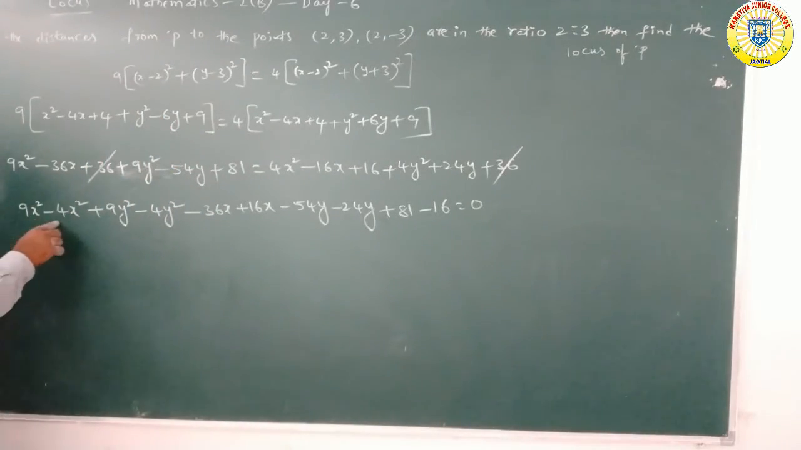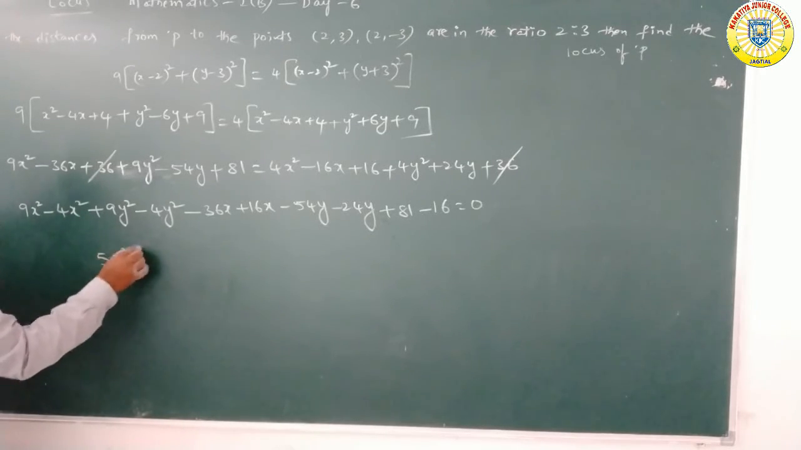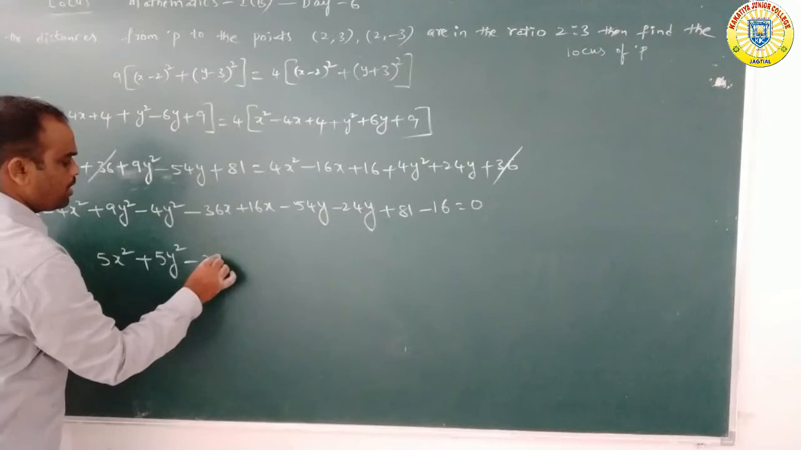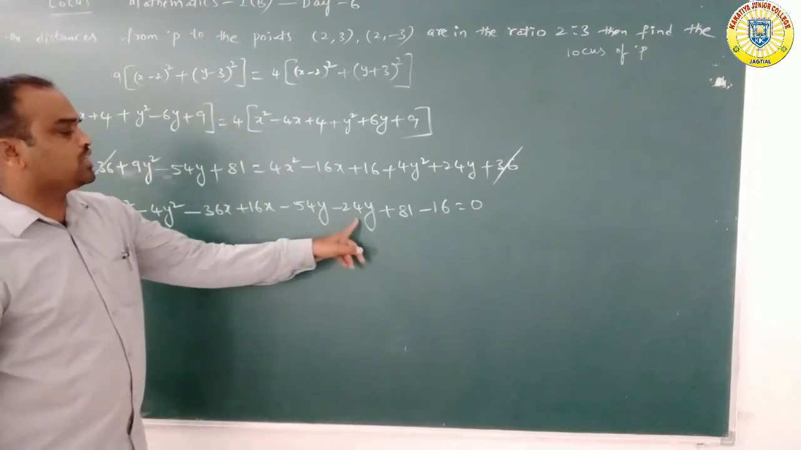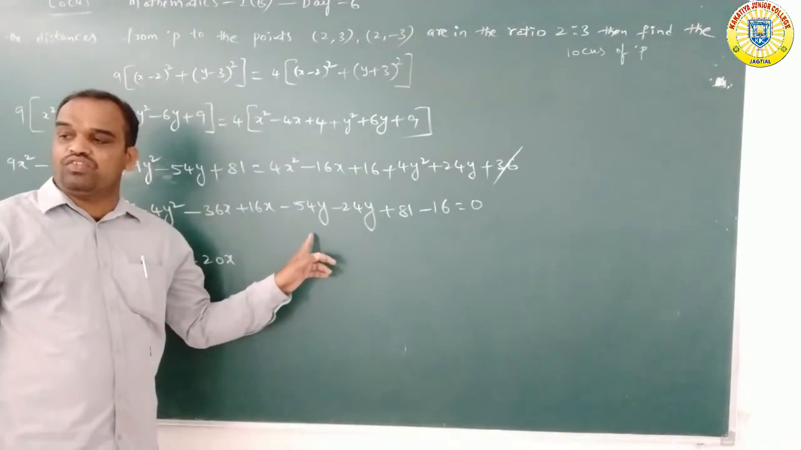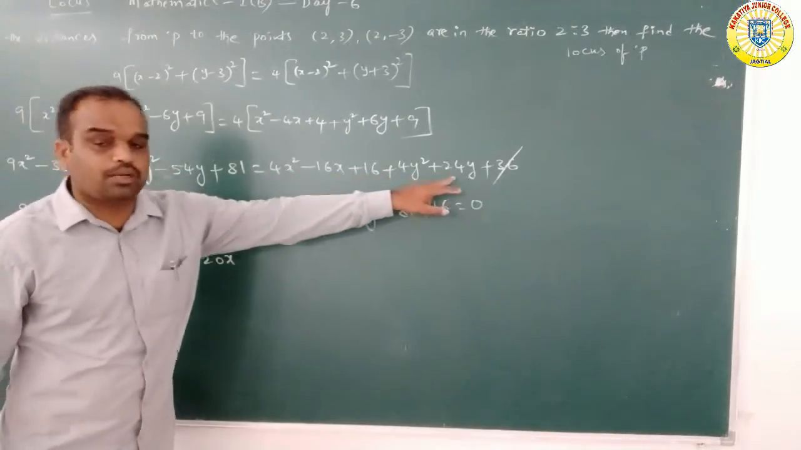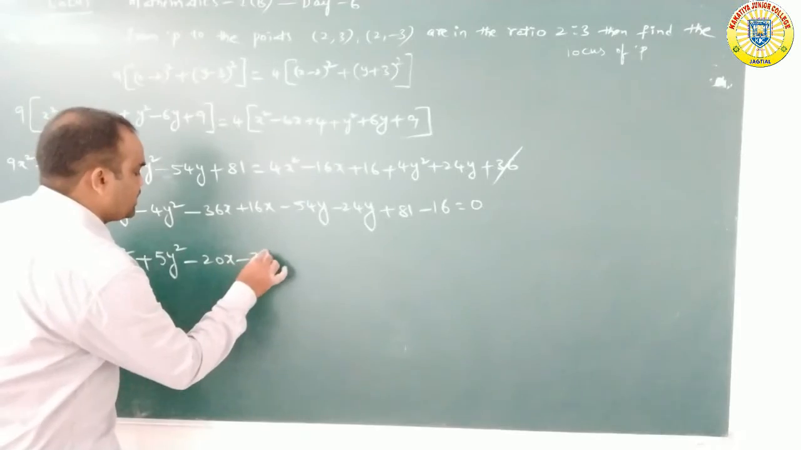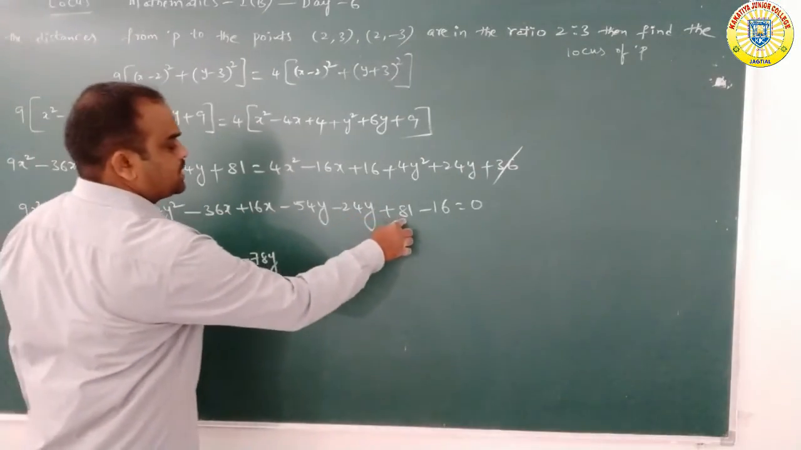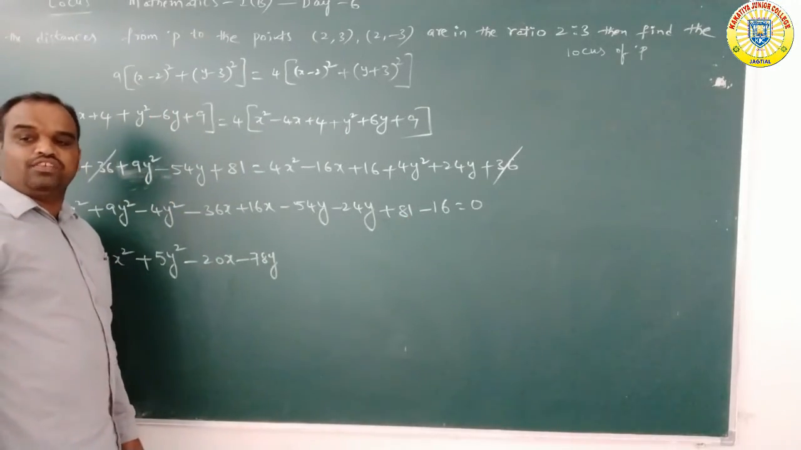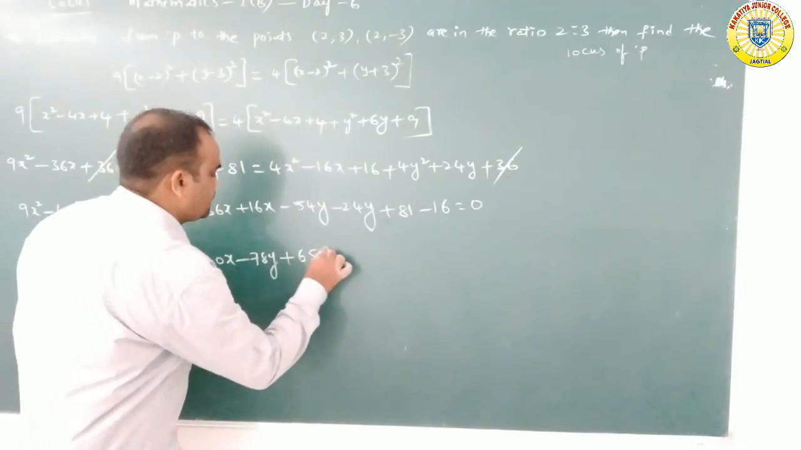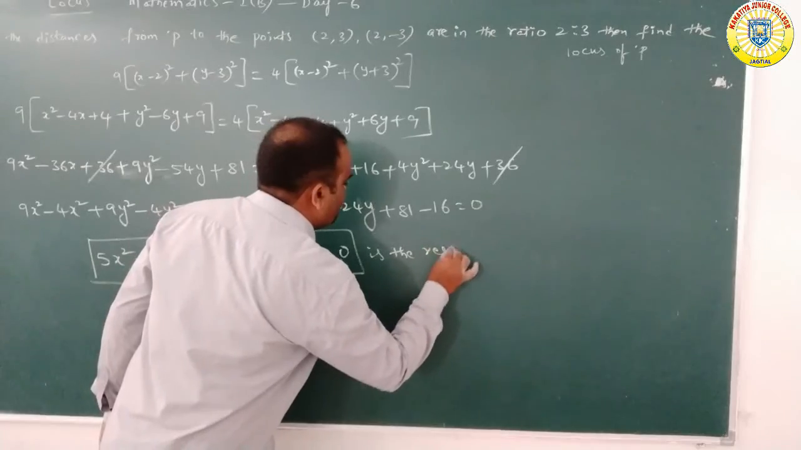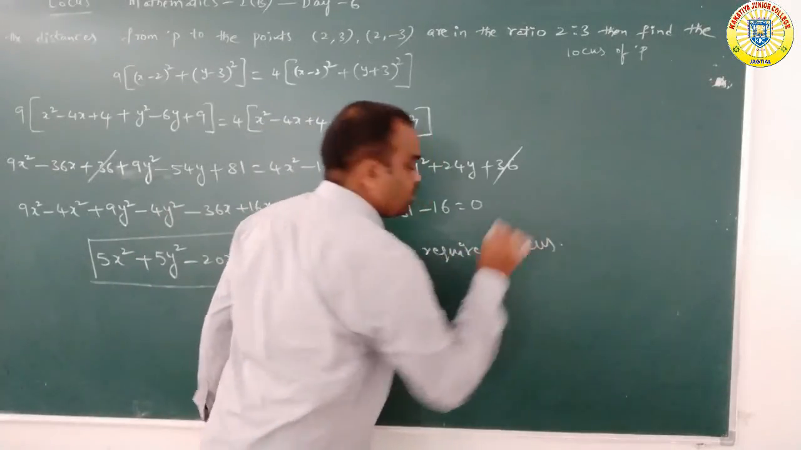So 9x square minus 4x square is 5x square, plus 9y square minus 4y square is 5y square, minus 36x plus 16x is minus 20x, minus 54y minus 24y is minus 78y, and plus 81 minus 16 is plus 65, equal to 0. So this is the required locus.